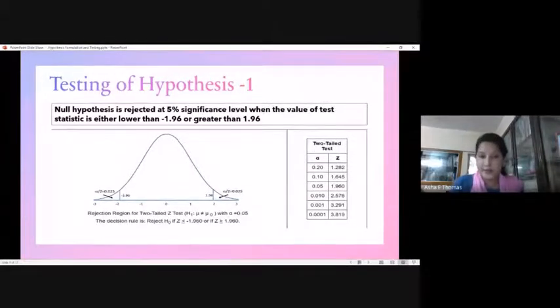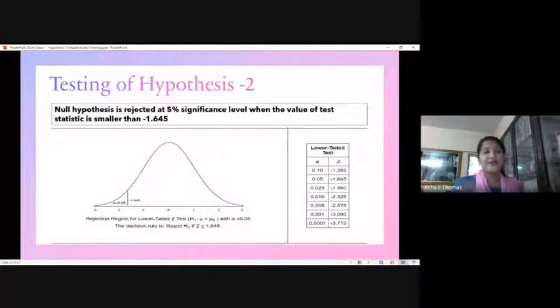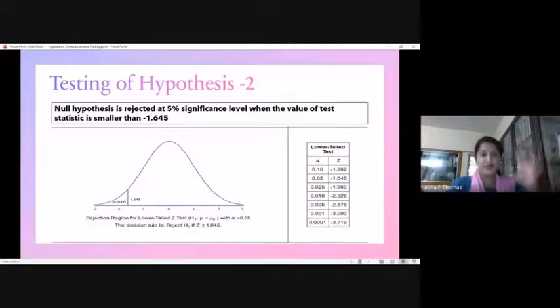Now going with the left tail and right tail: when I know the direction, that the value can go down, then I go with the left tail test. I find out the significance level. Here in this case, I've gone with a 5% significance level, and I've said the null hypothesis is rejected at the 5% significance level when the value of the test statistic is smaller than negative 1.645. That's the possibility at 5%.